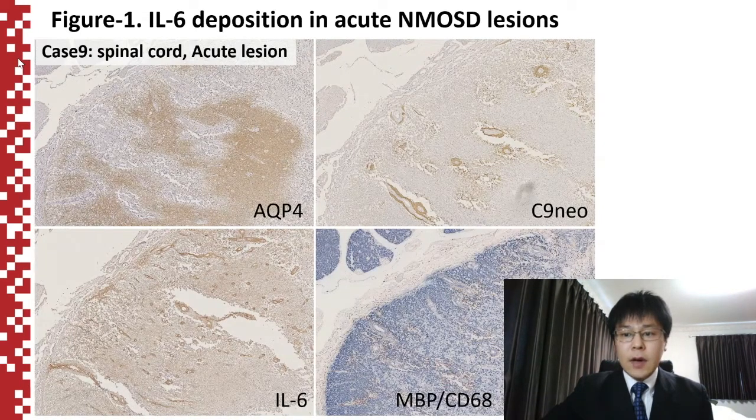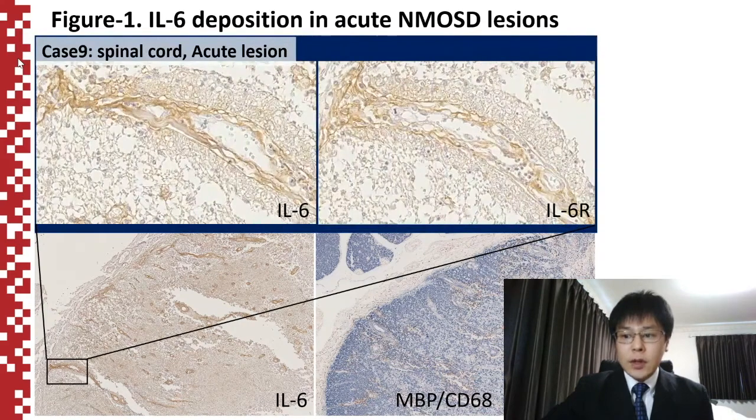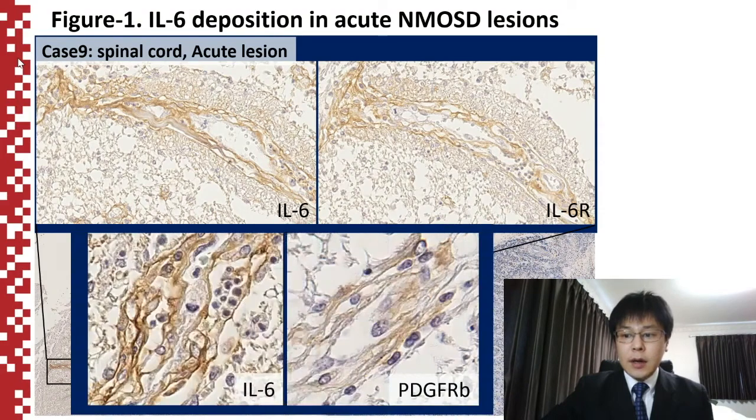This is the figure of IL-6 deposition in acute NMOSD lesions. There are a lot of perivascular AQP4 loss lesions with deposition of activated complement, which are the typical findings of the acute phase of NMO. As you can see, lower left figures show that IL-6 is deposited at the perivascular area and pia mater. In the high magnification images, IL-6 was seen in fibrous structure in the perivascular space, and this staining pattern is quite similar to that of IL-6 receptor and pericyte marker PDGFR-beta.